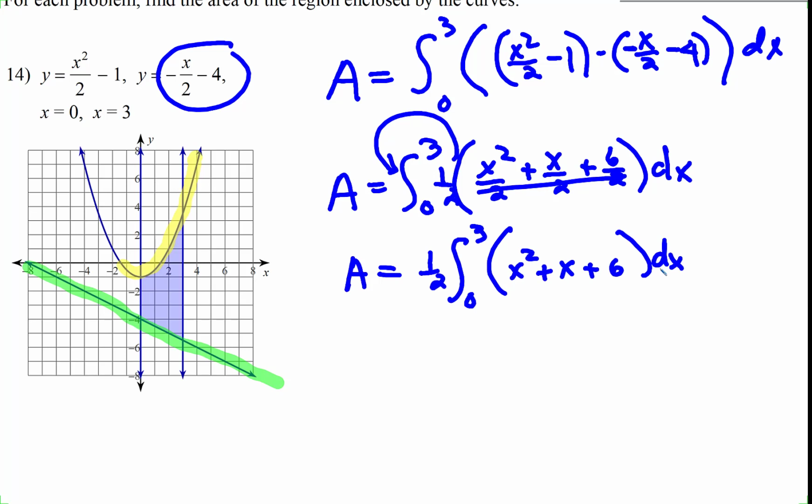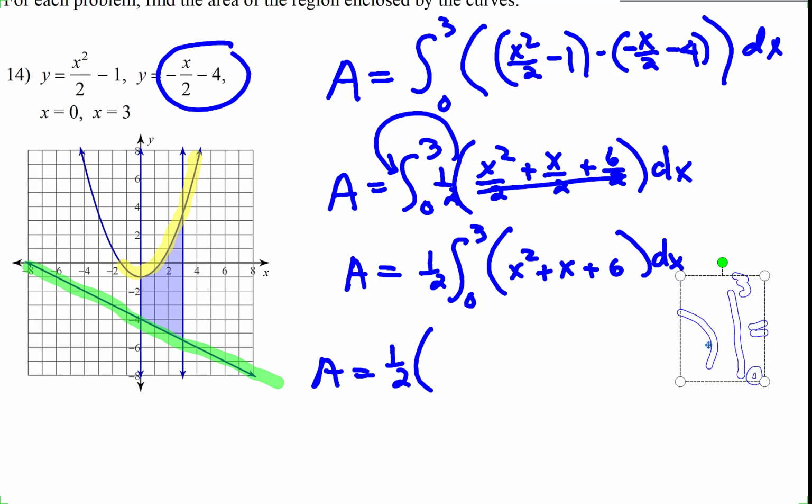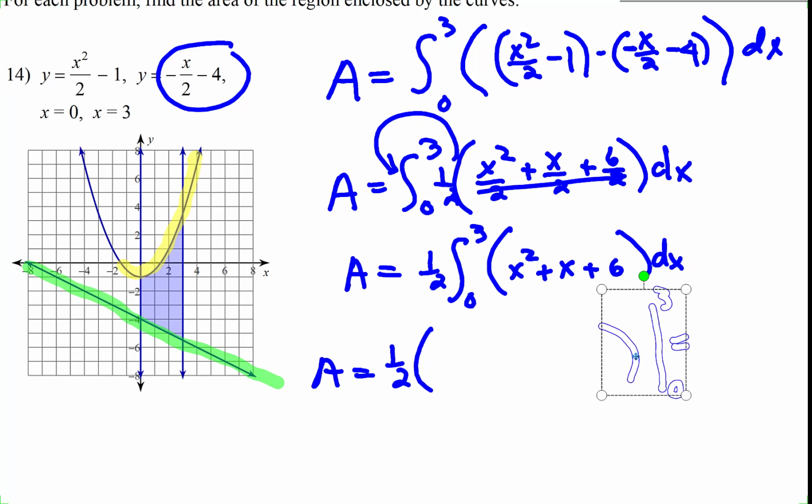So now we can start integrating. So area is equal to, so we're going to put the 1/2 on the whole outside of this, and then the vertical line from 0 to 3, and then our equal sign. I probably made that way too far away, so I'm going to fix that right now. It's probably more like that. All right.